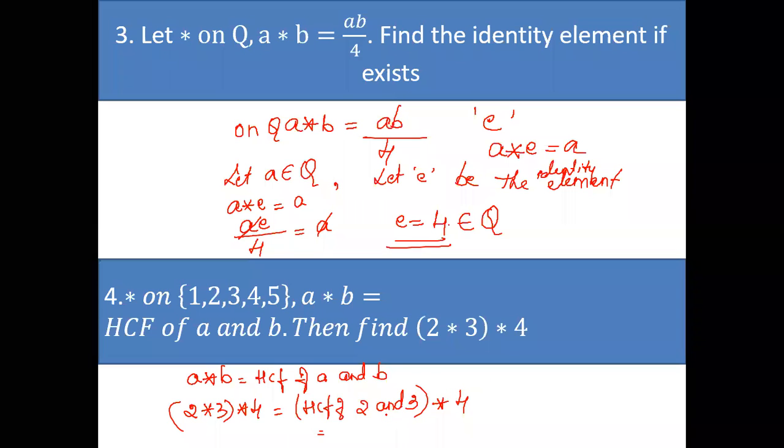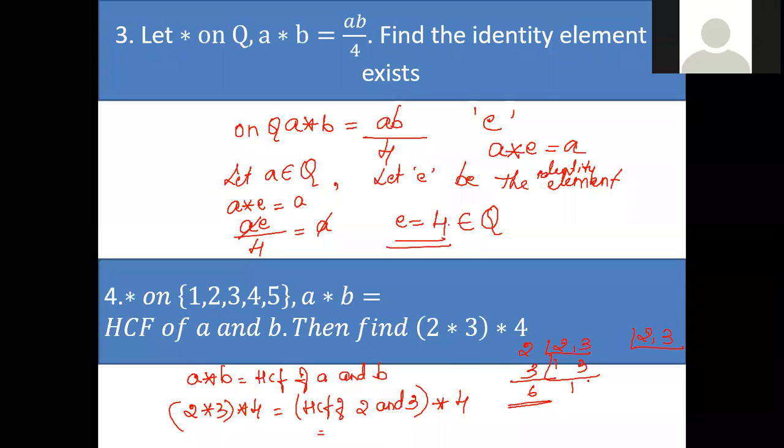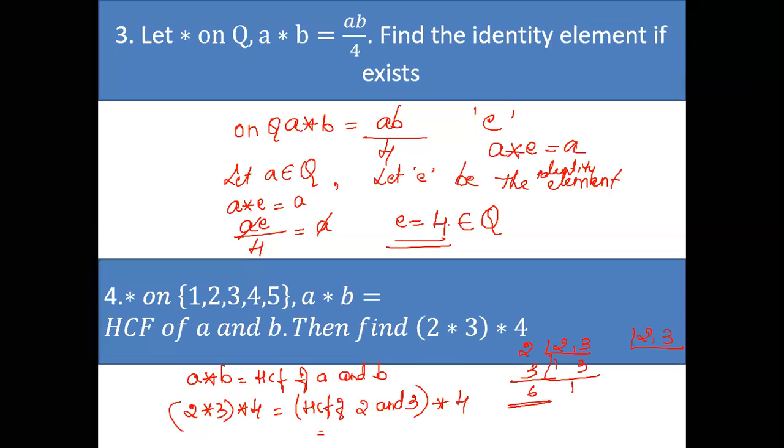Okay, so yeah, 1. For the LCM of 2 and 3, what you'll do is 2, 3, and 2 3s are 6. This is your LCM. When it comes to HCF, you have to find a number which will divide both 2 and 3. There is no such number because 2 and 3 are prime numbers. A prime number is divisible either by 1 or by the number itself. So HCF is 1. So now it is 1 star 4.